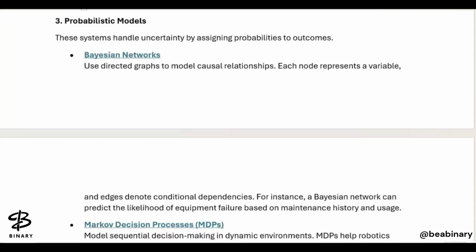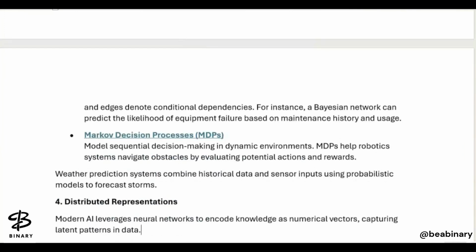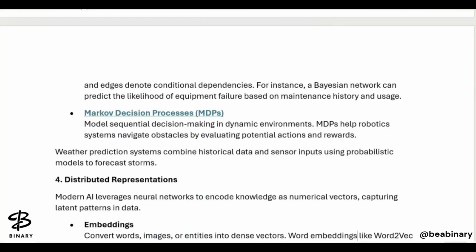The first probabilistic model we are talking about here is the Bayesian network. It uses directed graphs to model causal relationships. Each node represents a variable and the edges denote the conditional dependencies based on different conditions. For instance, a Bayesian network can predict the likelihood of an equipment failure based on maintenance history and usage. Here we are talking about a particular application also.